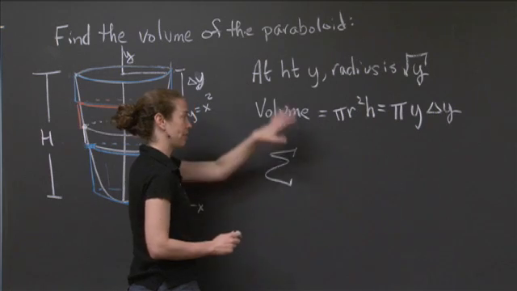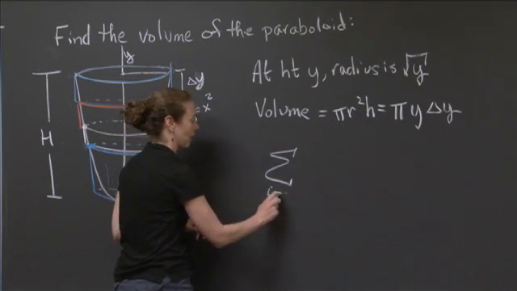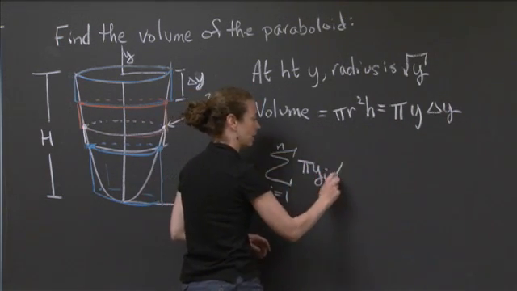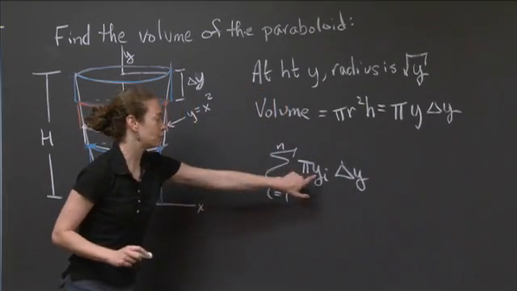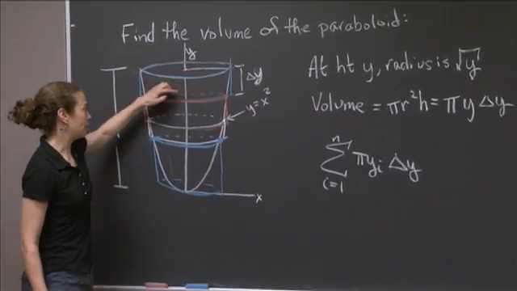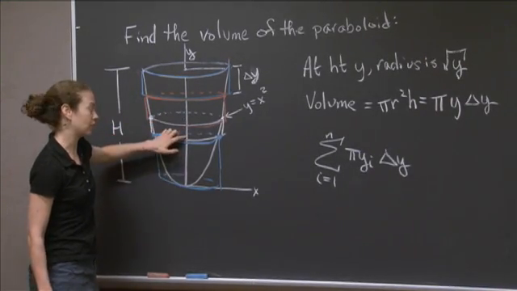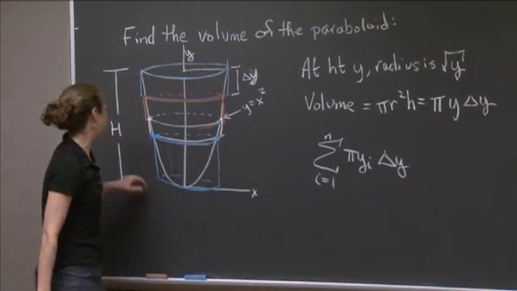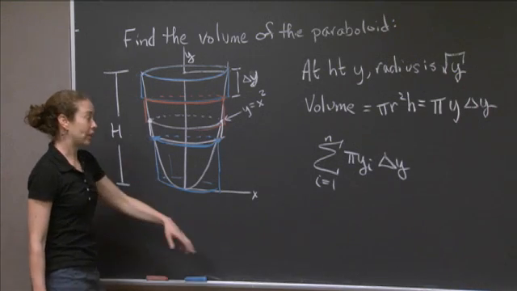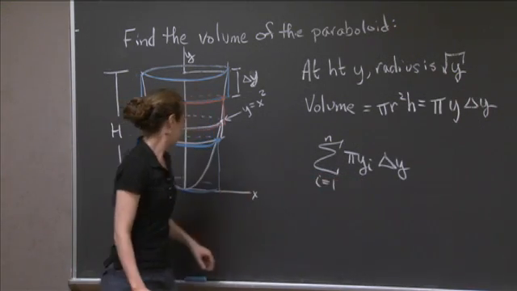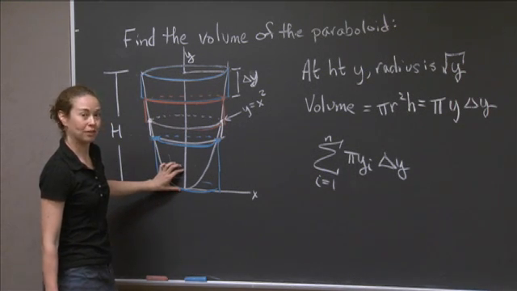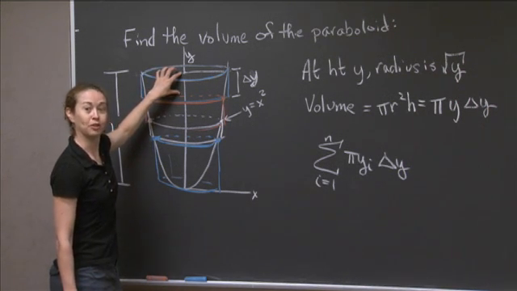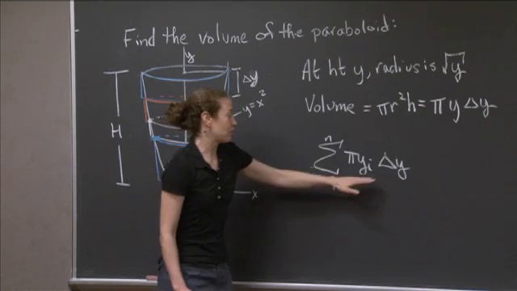I'm going to be taking a sum to find the volume of the whole thing. I'm going to take a sum from i equals 1 to n of these kinds of things: pi y sub i delta y. So each y sub i represents the y value at the different height where I'm taking my cylinder. Now delta y in this case, if I divide into n equal subintervals, is h divided by n. And then you can figure out the y sub i's from that. The first one would be h over n, the second one would be 2h over n, and so on until the top one would be hn over n, and you'd have h as the top height. So those are the values that we're ranging over.